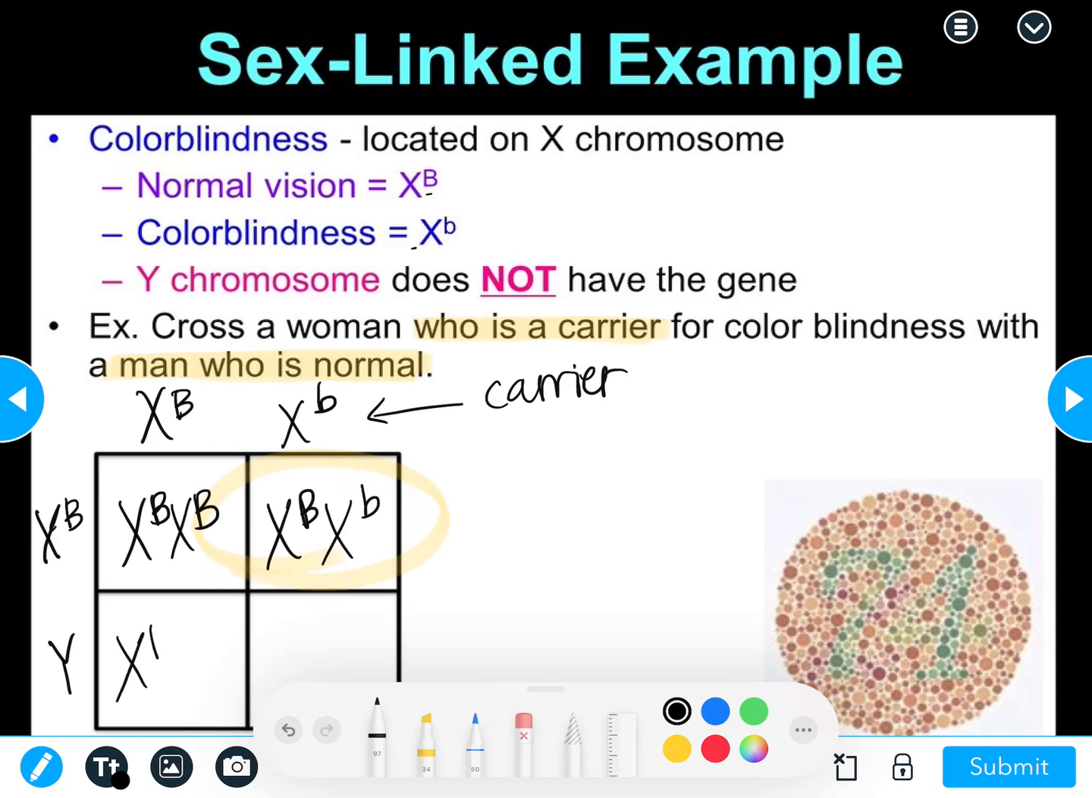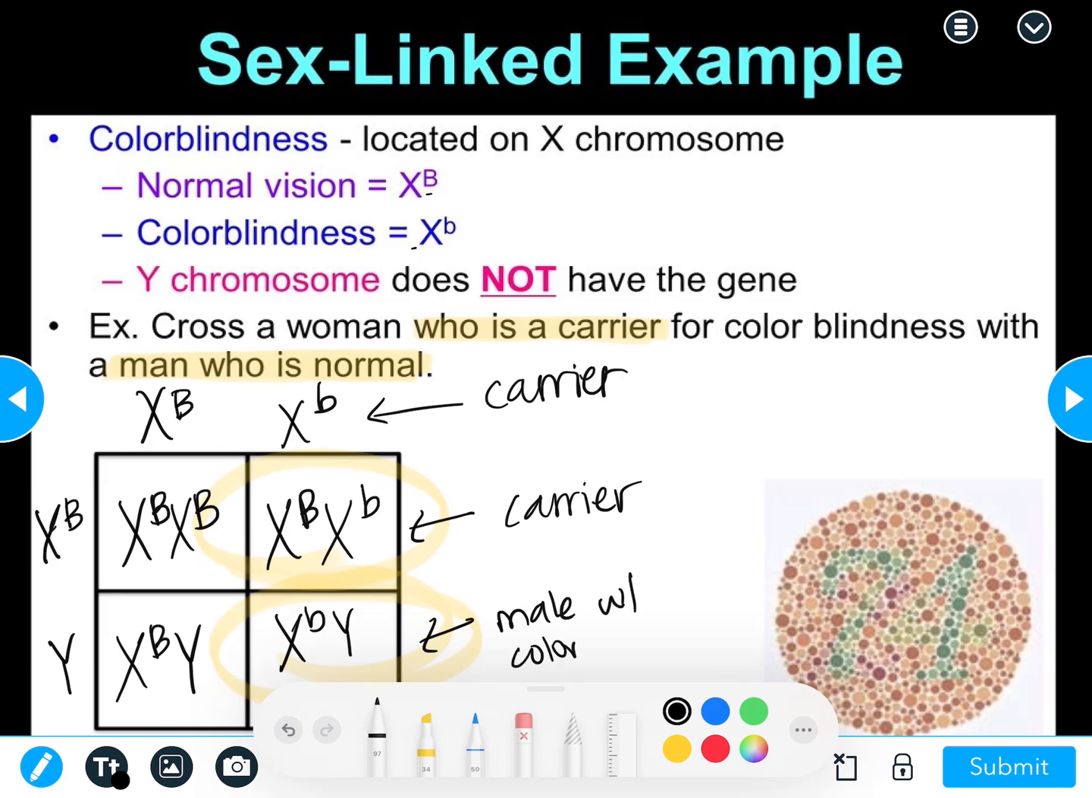Now we're going to look at the boy situation. We have a 25% chance of having a boy that is not colorblind, but we have a 25% chance of having a boy that is colorblind. These are affected. So this one here is a carrier. It's female because it's XX. And then here, this is a male with color blindness.